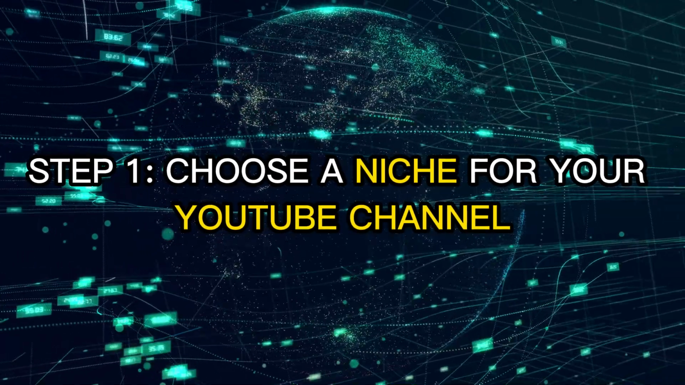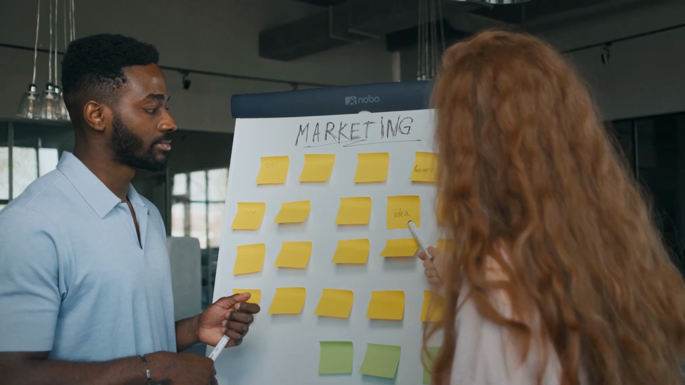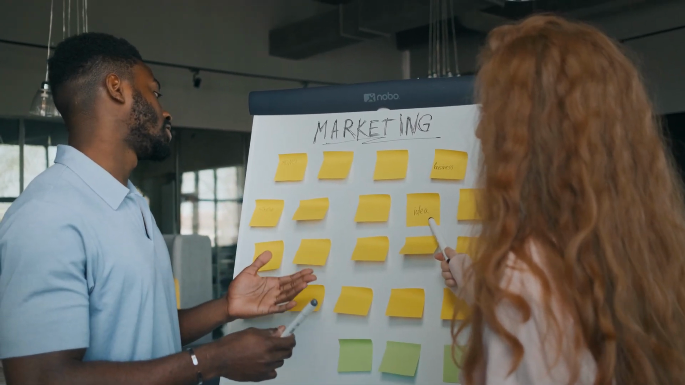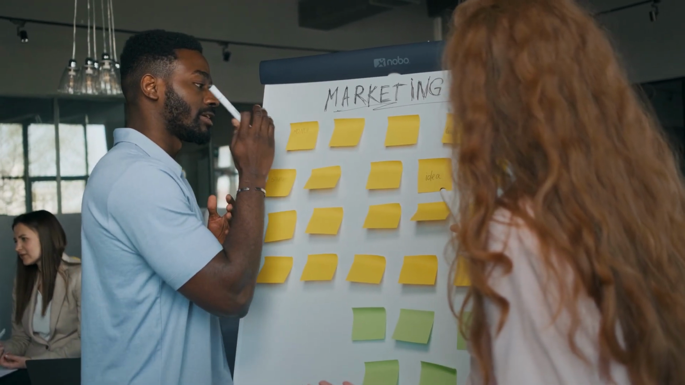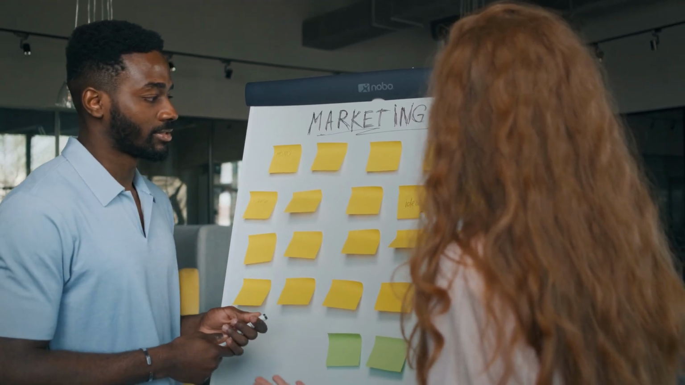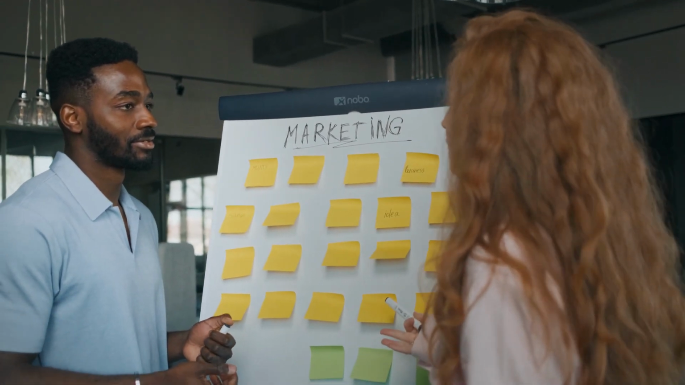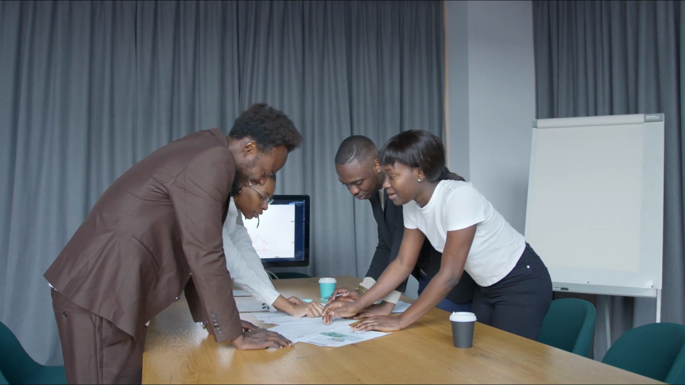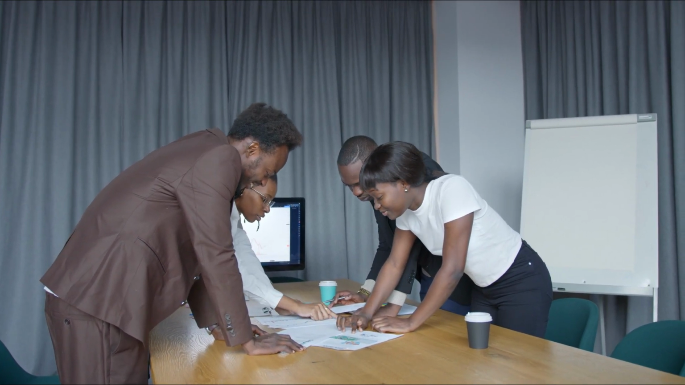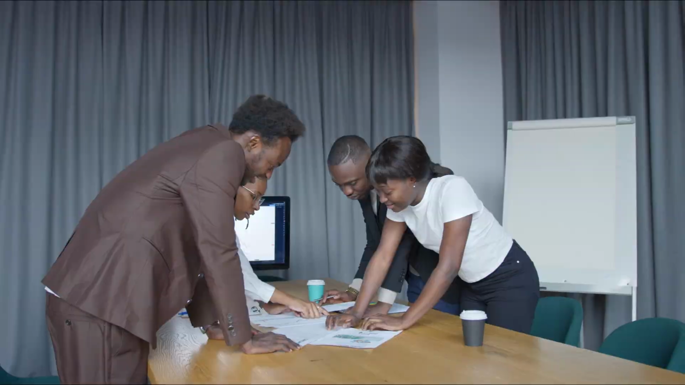Step 1. Choose a niche for your YouTube channel. Before you start creating videos, you need to choose a niche for your YouTube channel. This could be anything that you are passionate about or have expertise in. It's important to choose a niche that you're interested in because you'll be creating content around it for a long time. Once you have chosen a niche, you can start brainstorming ideas for your videos.